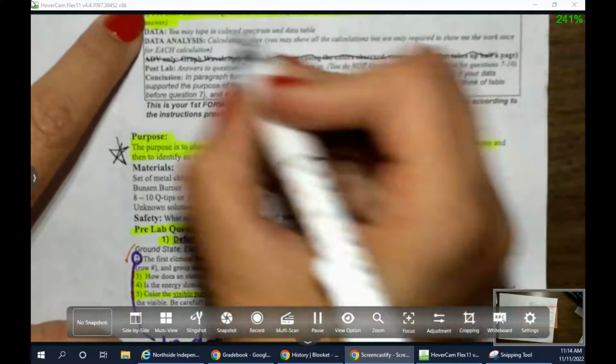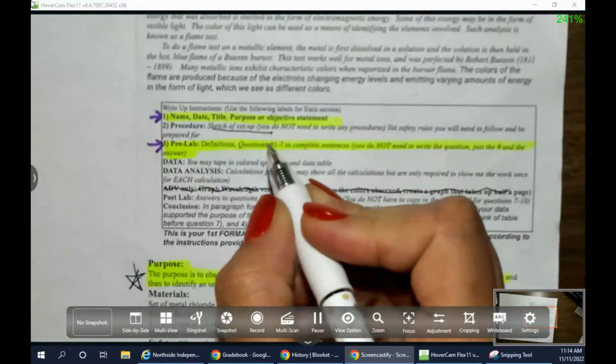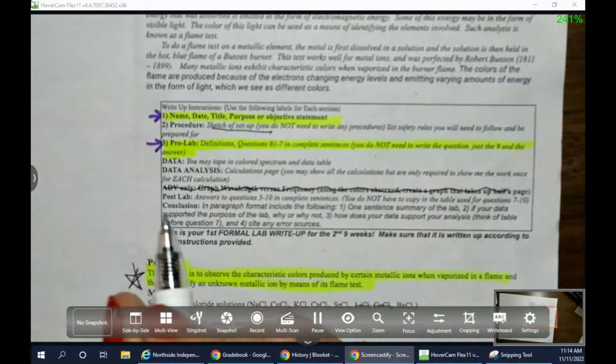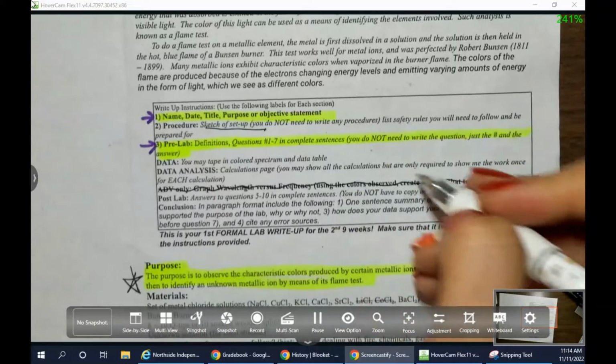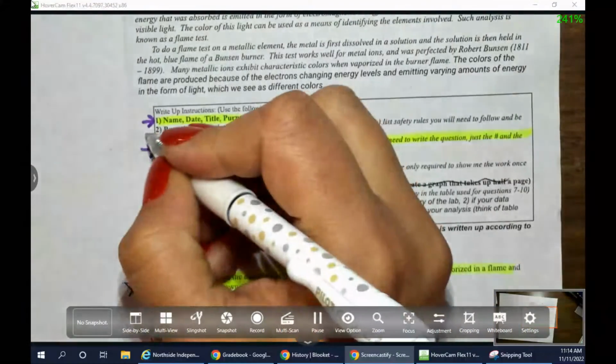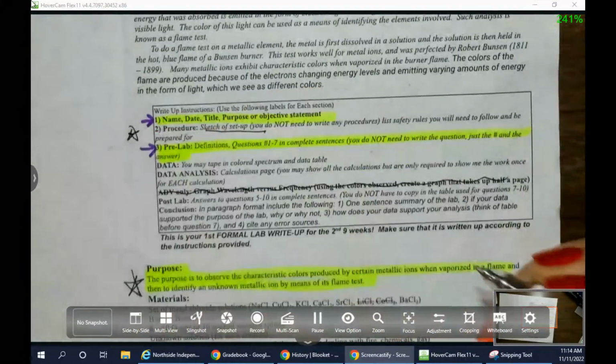Oh, you guys should also be able to sketch your setup now. With the procedure section, you got to see what it was. If you need to look through the window next door, I can ask him for the key. We can go look if you need to see it again. But you should be able to sketch your setup. I don't need super big details, just what did it look like, as well as what safety rules we had to follow. So you should be able to do that one now.